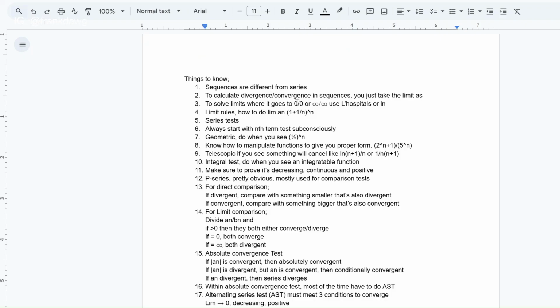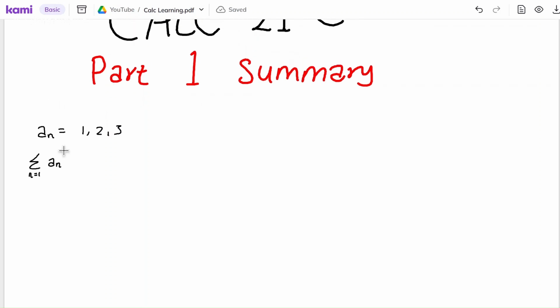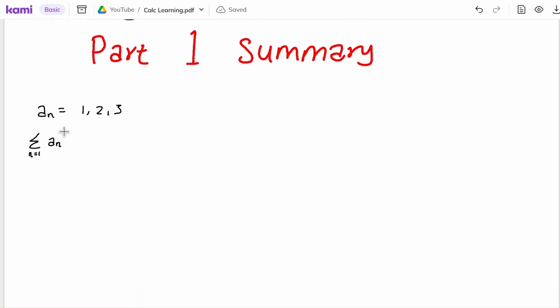To calculate the convergence or divergence in sequences, you just take the limit. So back to the same thing. In series, there are a lot of different convergence tests that I'm going to delve into later in the video. But for sequences, to check if the sequence converges, you just take the limit as n approaches infinity of the sequence. And if it gives you a number, that means it converges to that number. Or if it gives you infinity, that means it diverges.